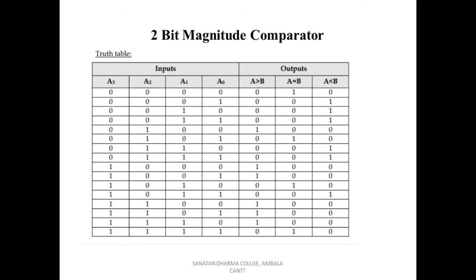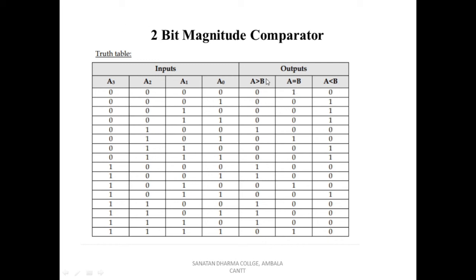Similarly, we can design a 2-bit magnitude comparator. Now the number of bits will be 4, as 2 bits we have to compare. So A3 A2 will be compared with B1 B0, but the number of outputs will remain 3. As when we compare one thing to another, only 3 possibilities are there: either A will be greater than B, or A will be equal to B, or A is less than B.